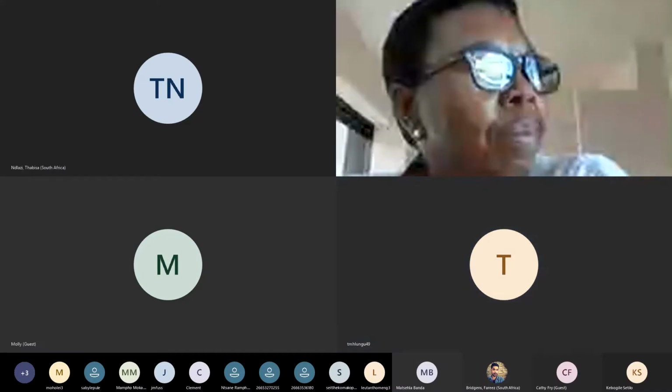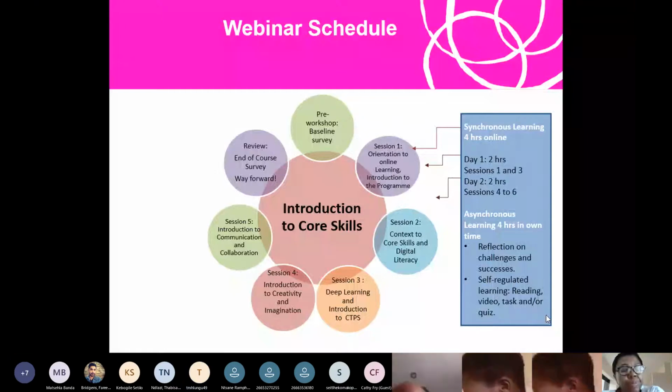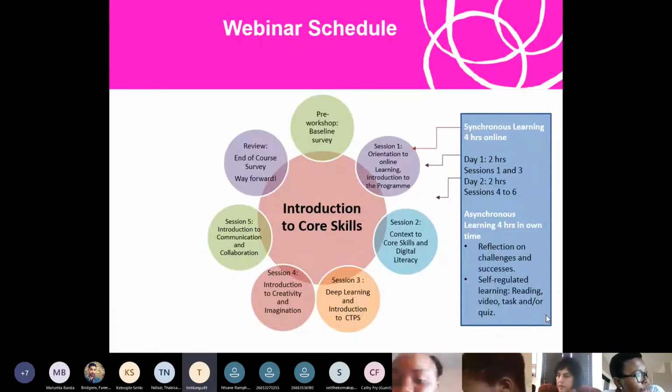Session 1 is basically an overview of the core skills, and then session 2 we look at the introduction to digital literacy, and session 3 is deep learning and introduction to CTPS. Today I'm working with Molly.